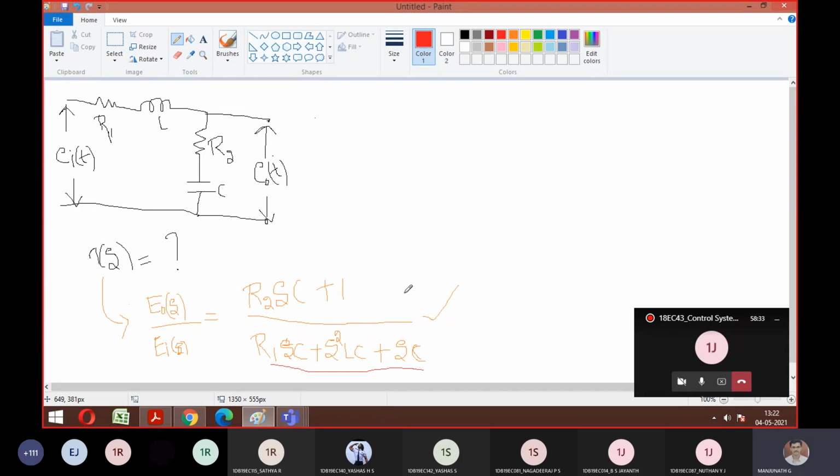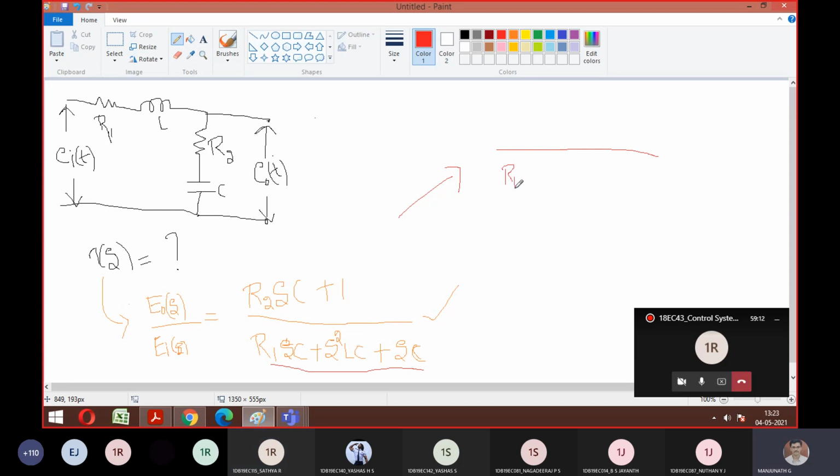Everyone got the same answer? Other people? Nutan? Sir, I got a different answer. Okay, tell the answer. Let's write this, then we'll cross check with others. Sir, the numerator is correct. Okay, the denominator? Sir, in place of SC, it should be R2 SC plus 1.